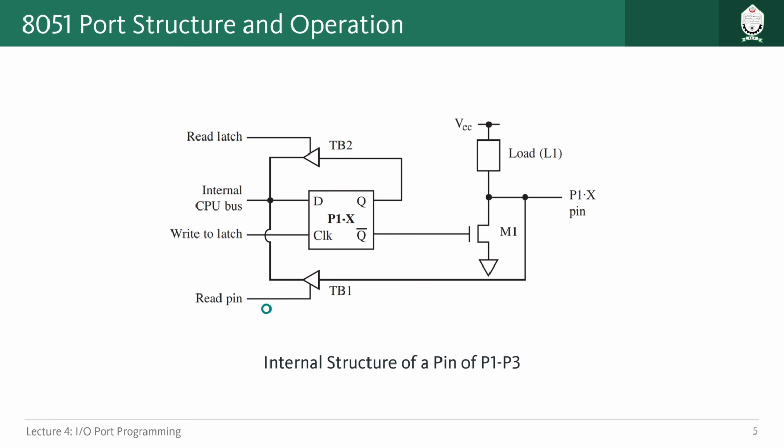So this is just one of the pins, the architecture or structure of one of the pins of our ports. These ports can be port 1, port 2 or port 3, because for port 0 the architecture is slightly different, so we will not think about that for now. You can consider this circuit a pin of either port 1, port 2 or port 3, no problem, they are identical.